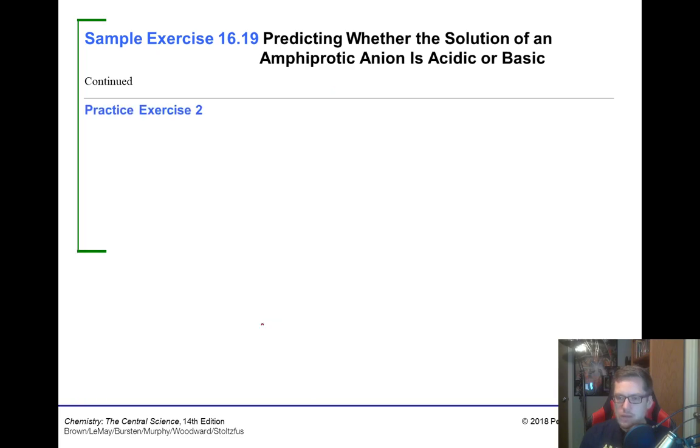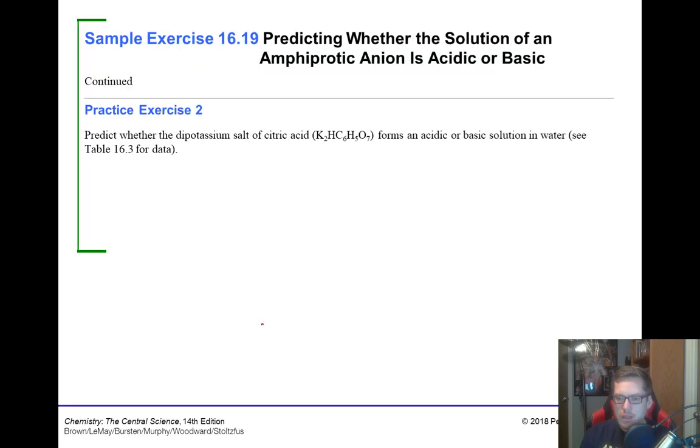All right, let's try one. It says determine whether the dipotassium salt of citric acid forms an acidic or basic solution in water. Now, citric acid is a triprotic acid. So what we've got to do is write out our Kas real quick, and you can do this in a couple of different orders, but we'll do it like this. H3C6H5O7. If it goes this way, it's going to go both directions. This would be our Ka1, and then going backwards would be our Kb1.